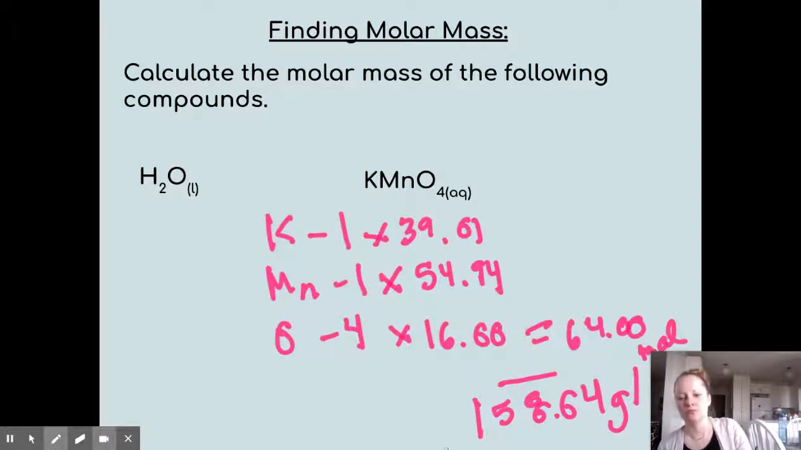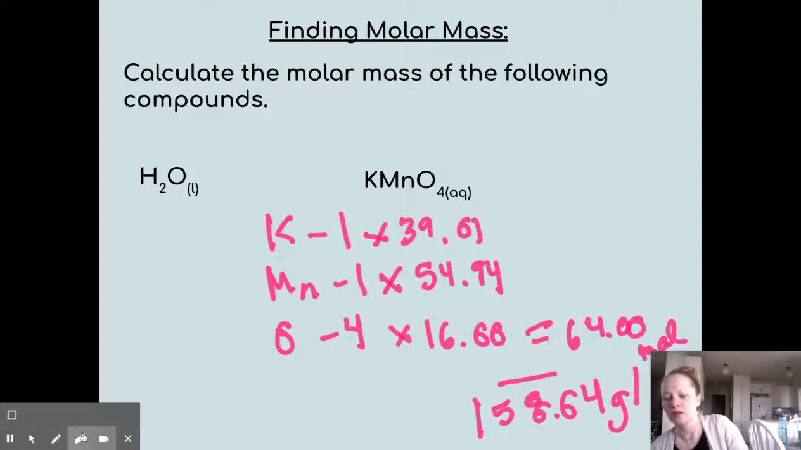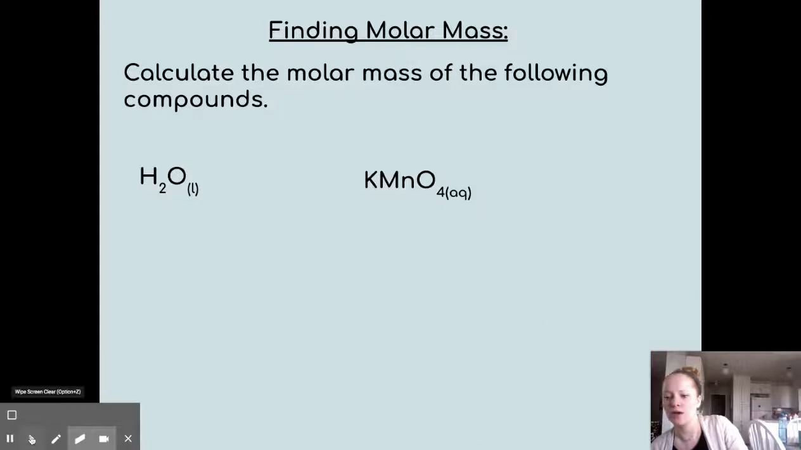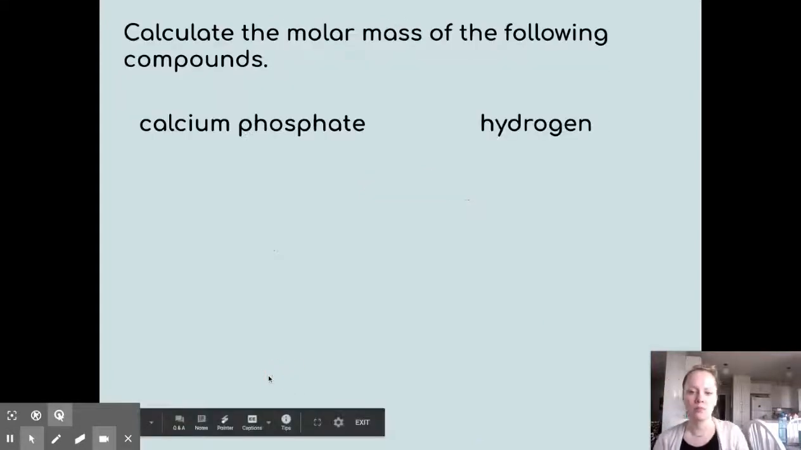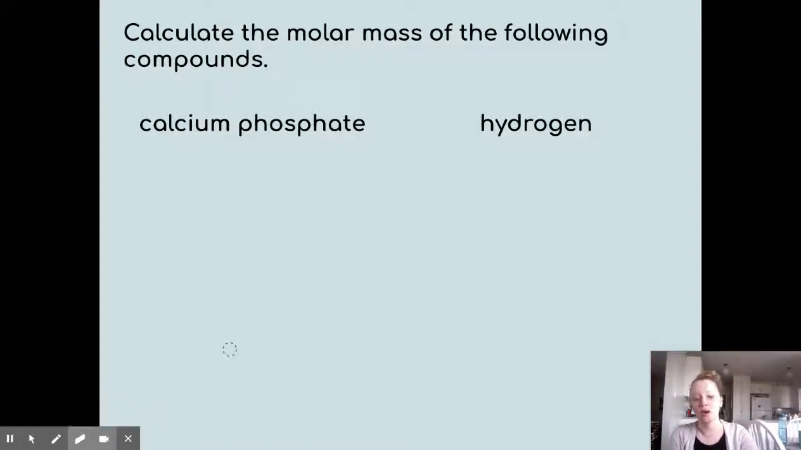So I'm going to do a couple more examples. This would be a good place where you'd want to maybe pause if you want to try one out. Often, of course, I'm not always going to give you the formula. I'm going to give you the name. And you have to put the name into a formula, balance, and then calculate. Okay, so what does this look like?